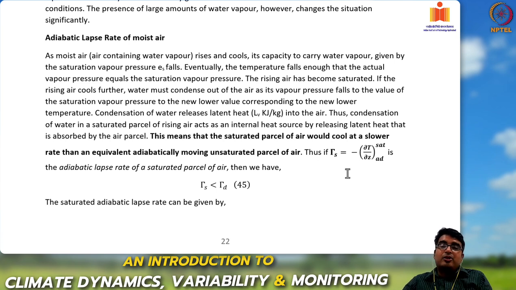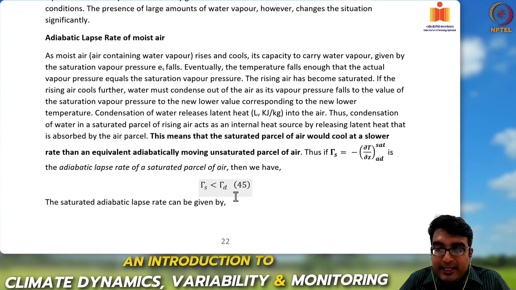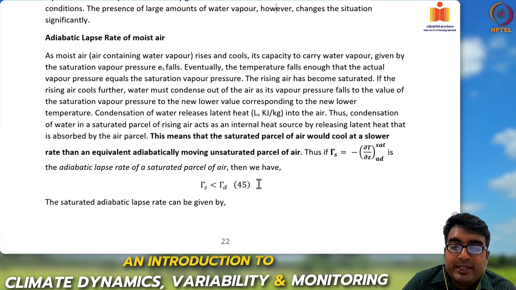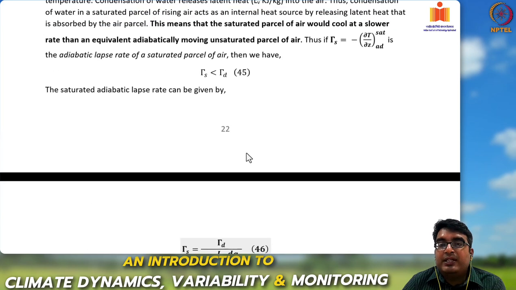This is called the saturation adiabatic lapse rate, or adiabatic lapse rate for saturated parcel of air, gamma S. S means saturated. This is minus dT/dz adiabatic under saturation conditions for that parcel of air. And we have found out from the basic logic of physics that gamma S will be less than gamma D. That is, the rate of decrease of temperature with altitude will be lower for a saturated parcel compared to an unsaturated parcel. We can also derive an explicit expression of this gamma S.